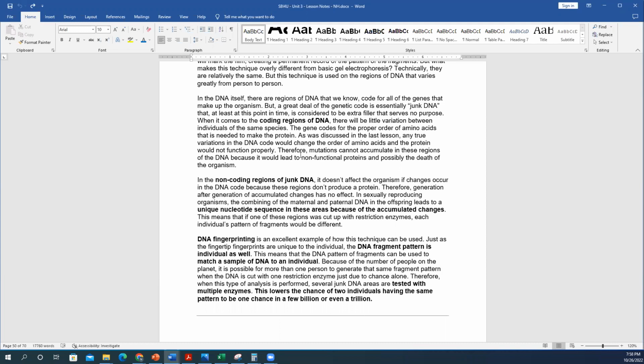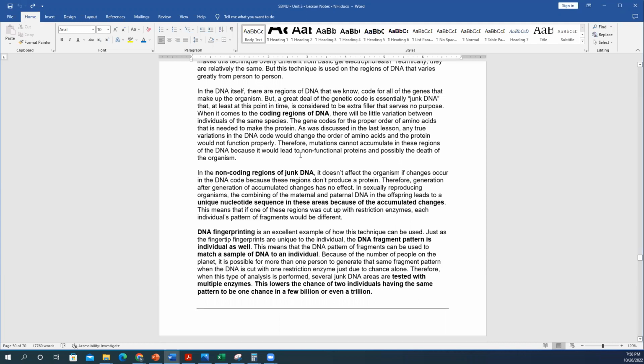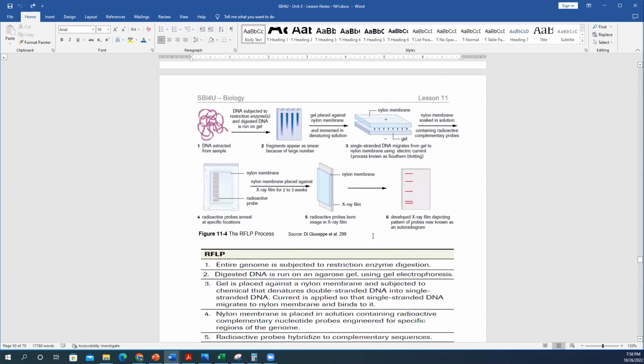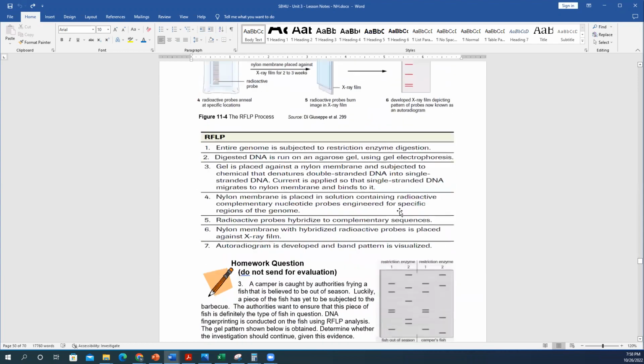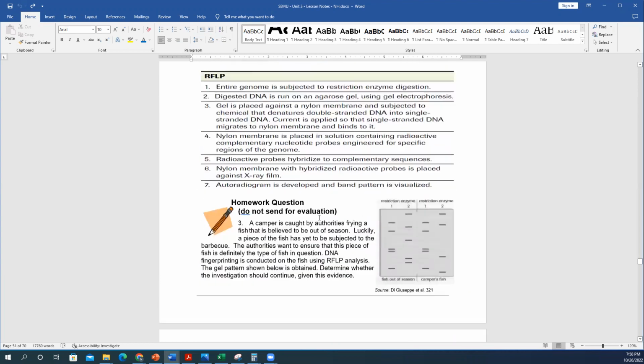sequences in that area. And if you can imagine, if you digest your DNA with enough different restriction enzymes, especially in those areas of non-coding DNA, you get enough variation that you can almost form a unique fingerprint of specific individuals. The whole RFLP process is diagrammatically summarized here for you, and here in this table explained.